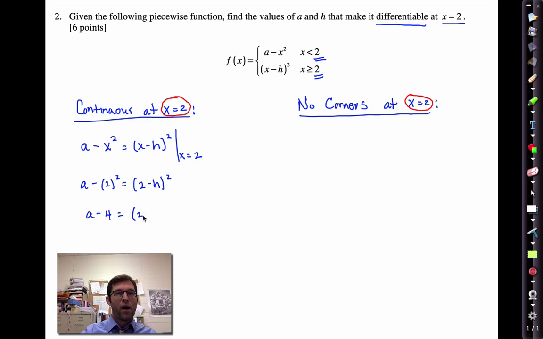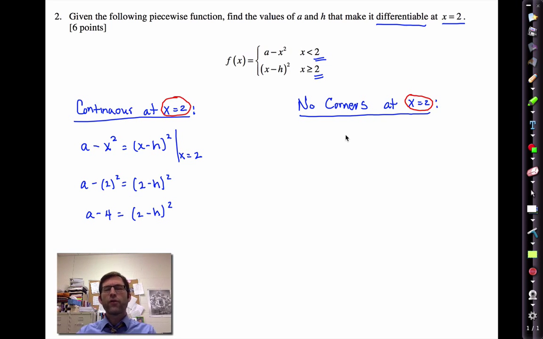Now, a lot of students felt the need to multiply this out. I totally understand that. But if you don't see an obvious advantage to doing something that requires time, don't do it. Okay? Don't do it. So in other words, it took me no time to say that 2 squared was 4. But it's going to take me a while to multiply that out, even if I can do it in my head. So let's move over to no corners.